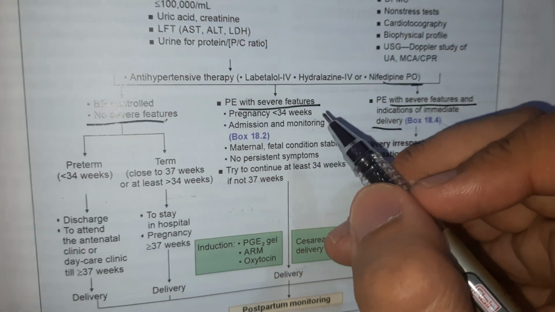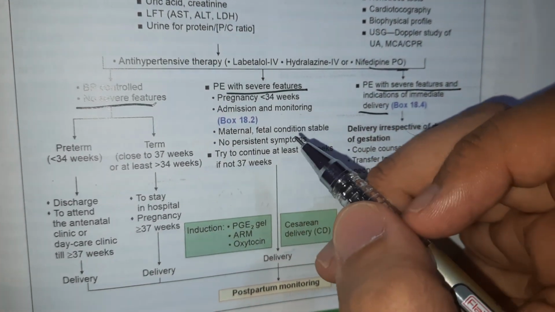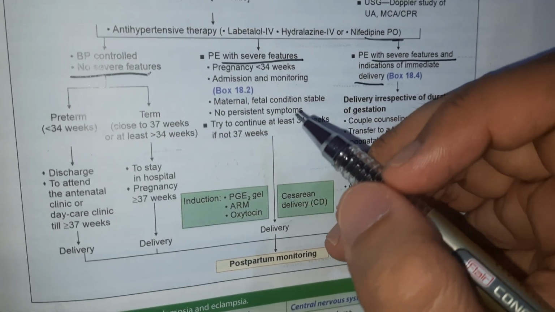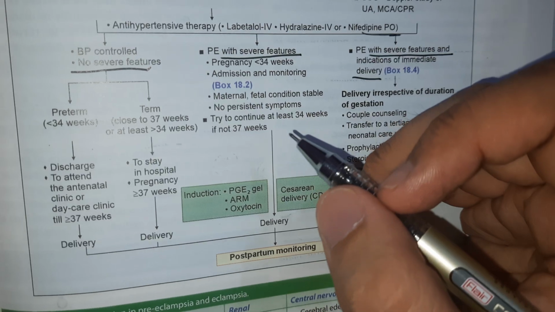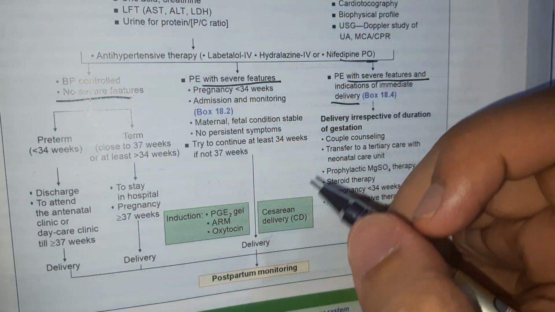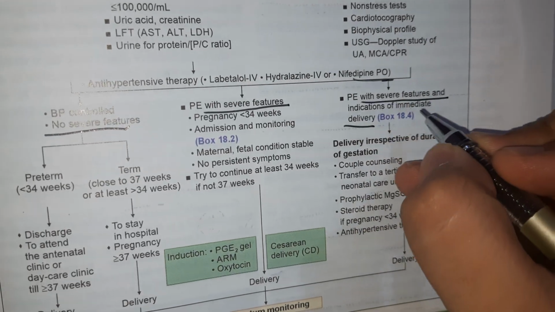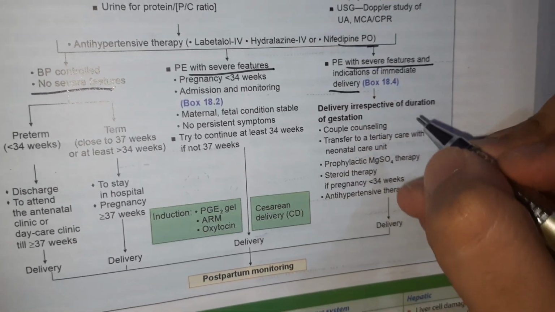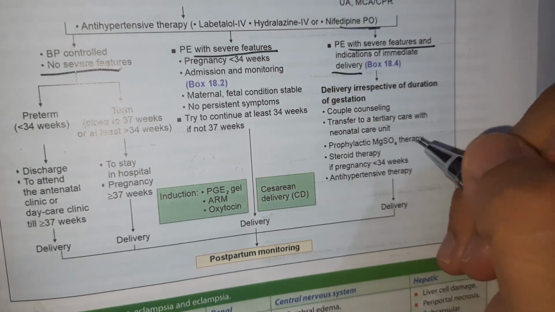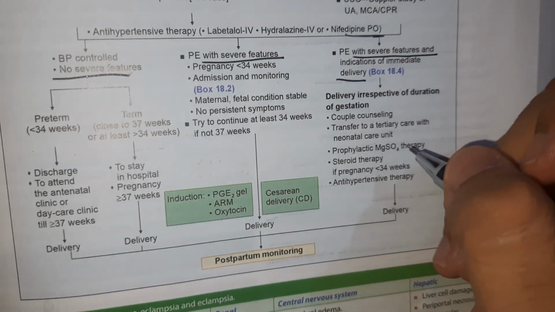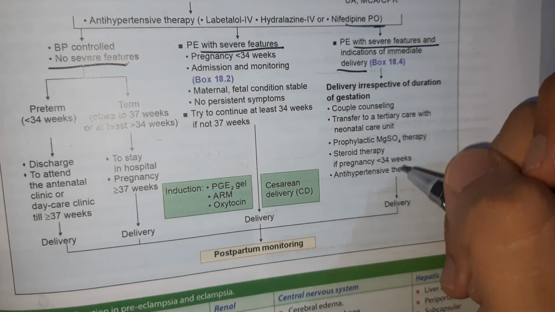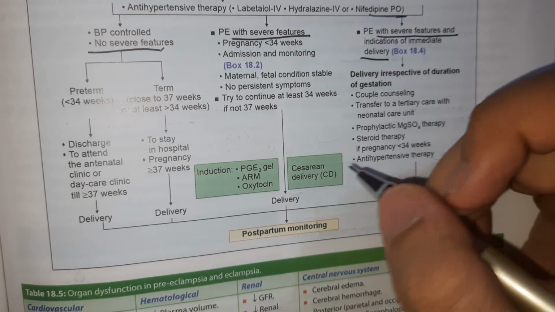And in preeclampsia with severe feature, if pregnancy is less than 34 weeks, we do admission and monitoring. If the maternal fetal condition is stable with no persistent symptoms, try to continue up to at least 40 weeks, and then we do delivery. And if preeclampsia with severe feature has an indication for immediate delivery, delivery is done irrespective of duration of gestation. We have to do couple counseling, transfer to tertiary care with neonatal care unit, prophylactic magnesium sulfate therapy, steroid therapy if pregnancy is less than 30 weeks, and antihypertensive therapy. And then we do the delivery.